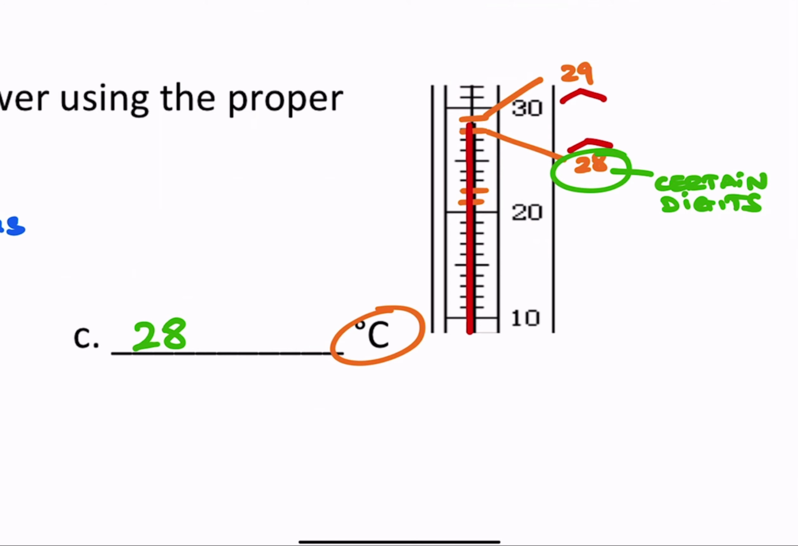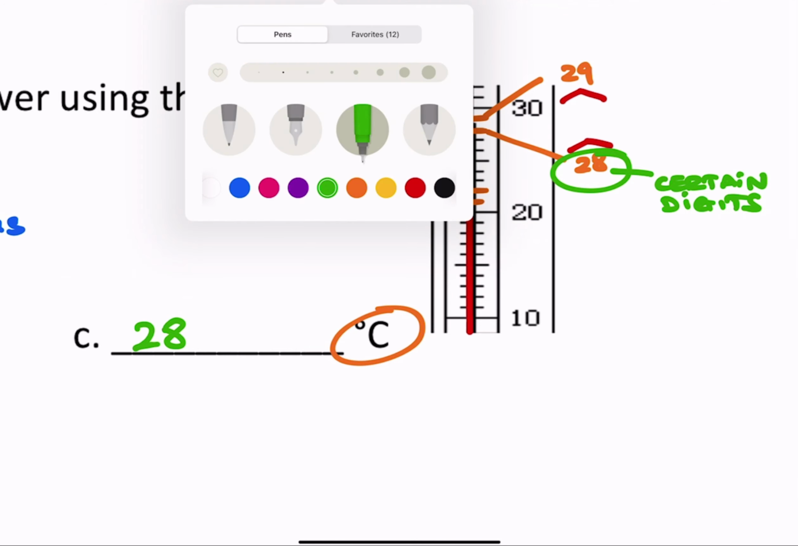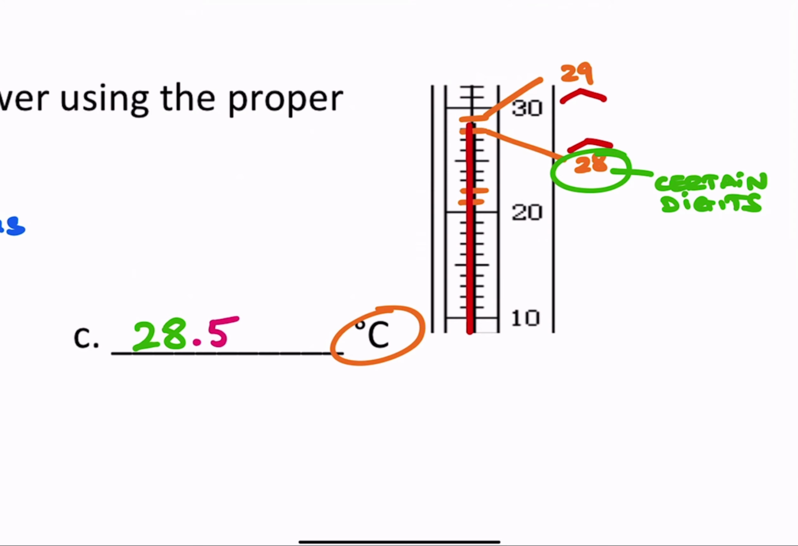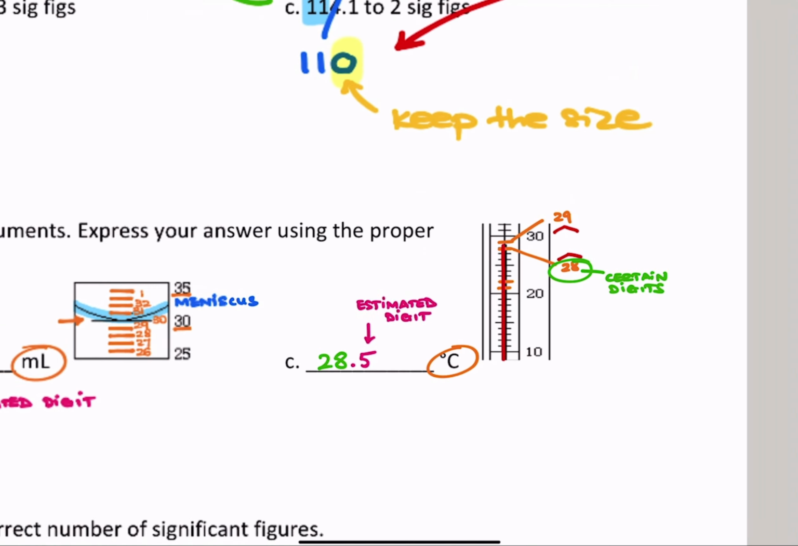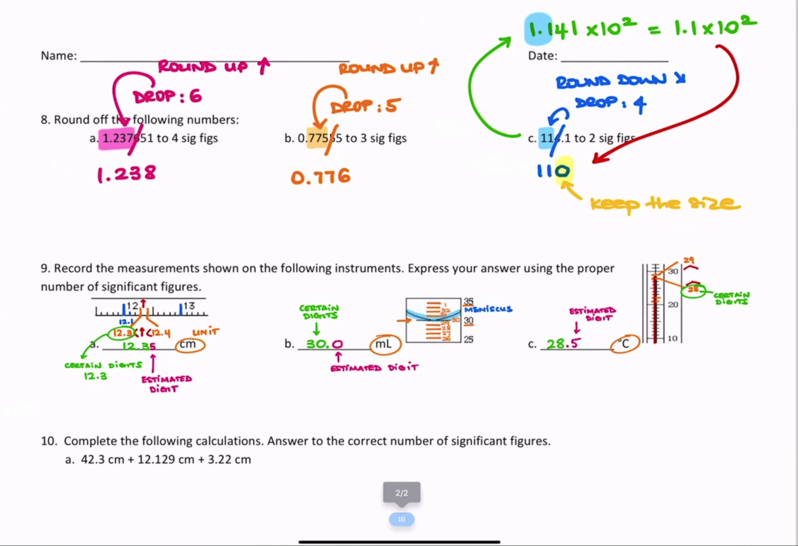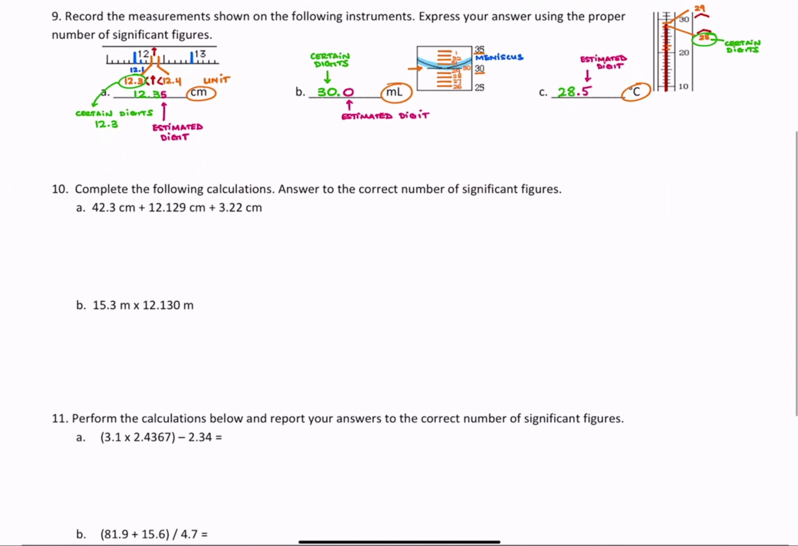Don't forget, I always need an estimated digit, and it looks like it's right in between, so I will estimate this as 0.5. If you estimate this as 0.6 or 0.4, you're still okay, and you still have the correct answer, okay? So this one is my estimated digit. We have the three parts of the measurement: the certain digits, the 28, the estimated digit, the 5, and it's always only one estimated digit. You cannot go over one. It's only one digit that you can estimate. And then the unit. So we recorded the proper measurement here. Let's keep going now.